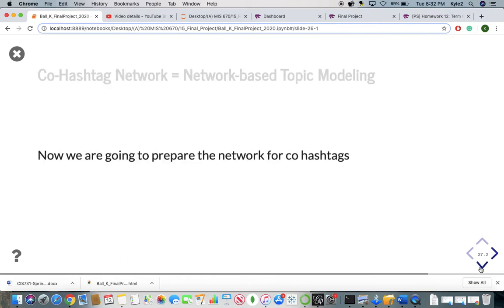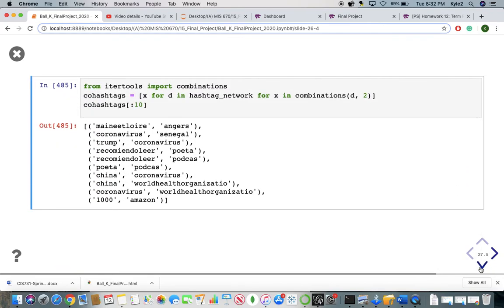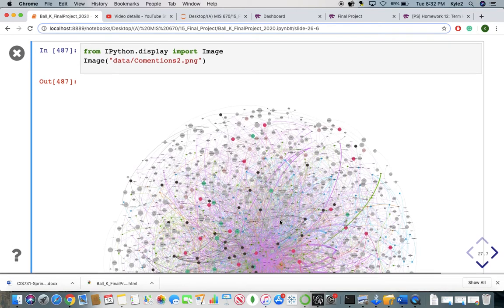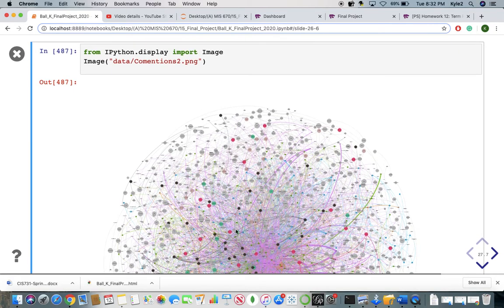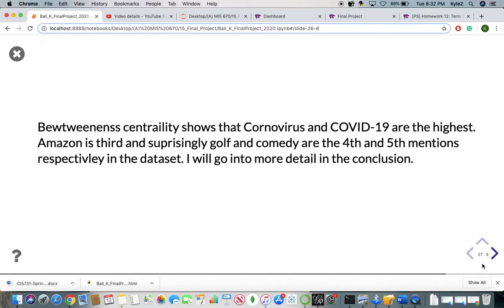But co-hashtag modeling. Same thing with this. We kind of did it in the last homework. Co-hashtags. And this was an easier data set to work with, and you can get better results. Again, it's getting cut off, but I was able to go in and really see how it was better connected and which ones were important to the network, as well as how they're related to each other.